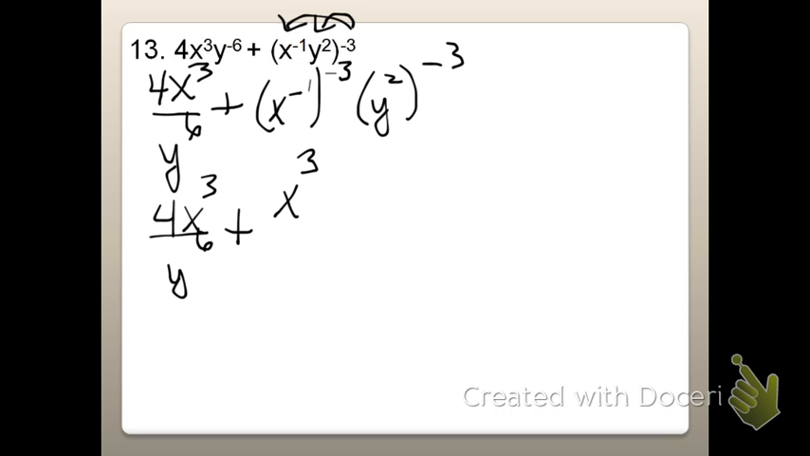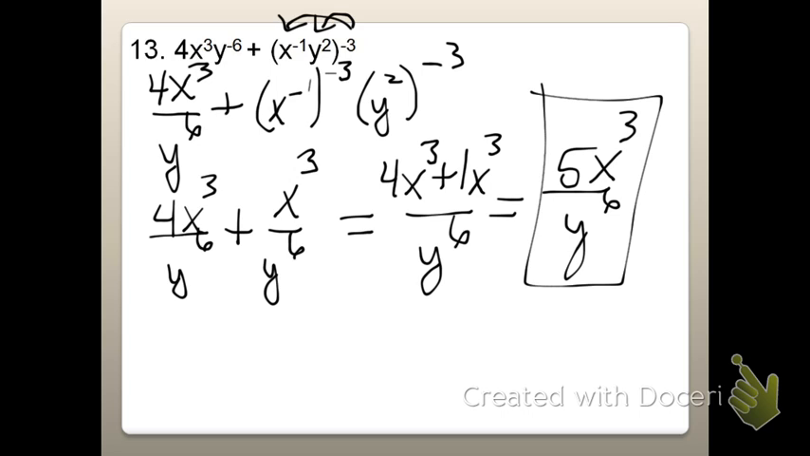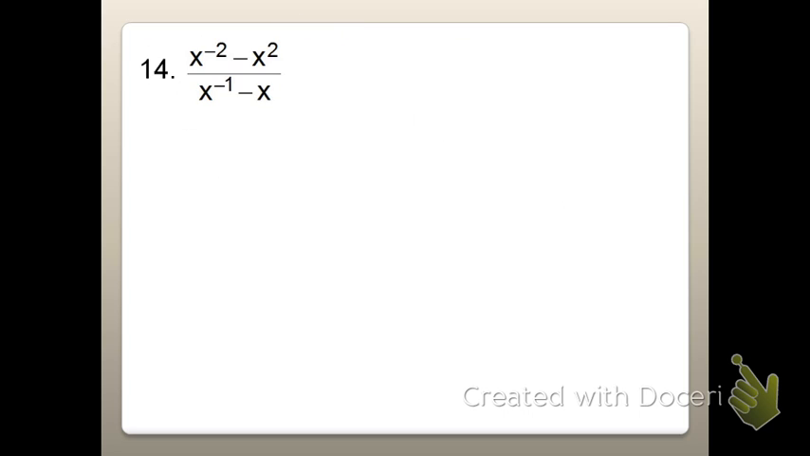And since it's negative, it will go in my denominator. And as I'm looking, I see that I have a common denominator between these two. Whenever you have a common denominator, you move that denominator over and you add the numerators. Well, I have 4x cubed plus 1x cubed. Like terms, so this becomes 5x cubed divided by y to the 6th power. And that's the answer. Alright, next.